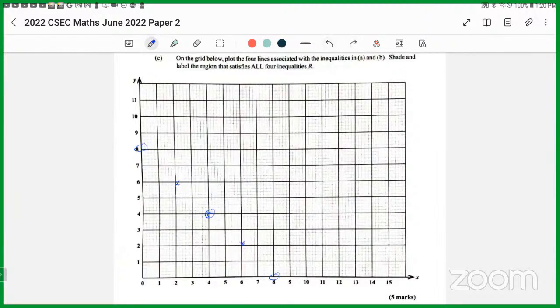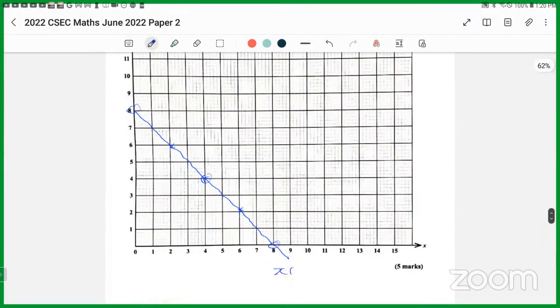Can't draw a straight line with this device, guys. I need to get the app. Get myself an app. This is x plus y equals 8. I'm going above this line this time. So the region that I want is up here. We're going above it.